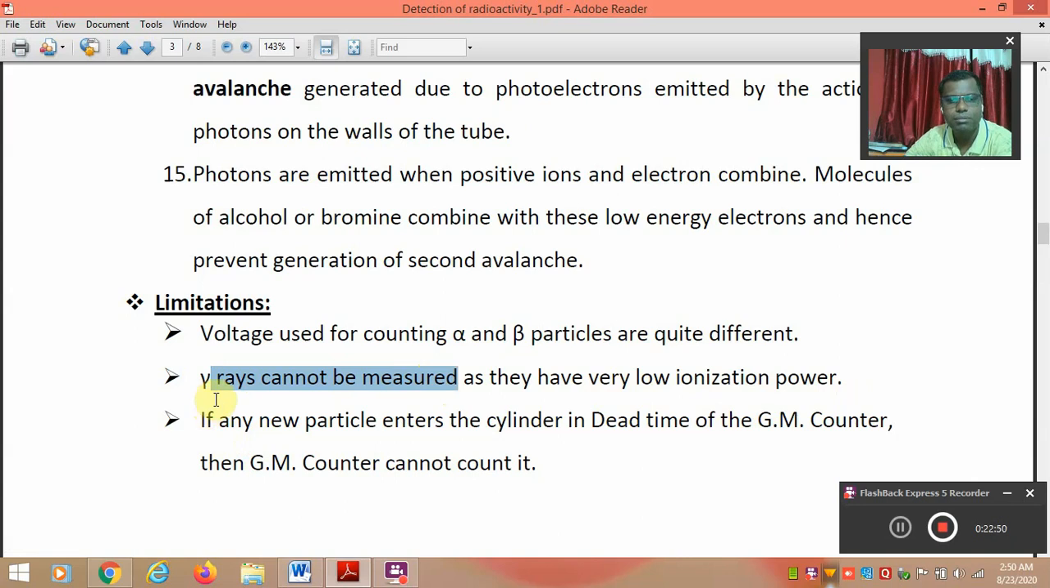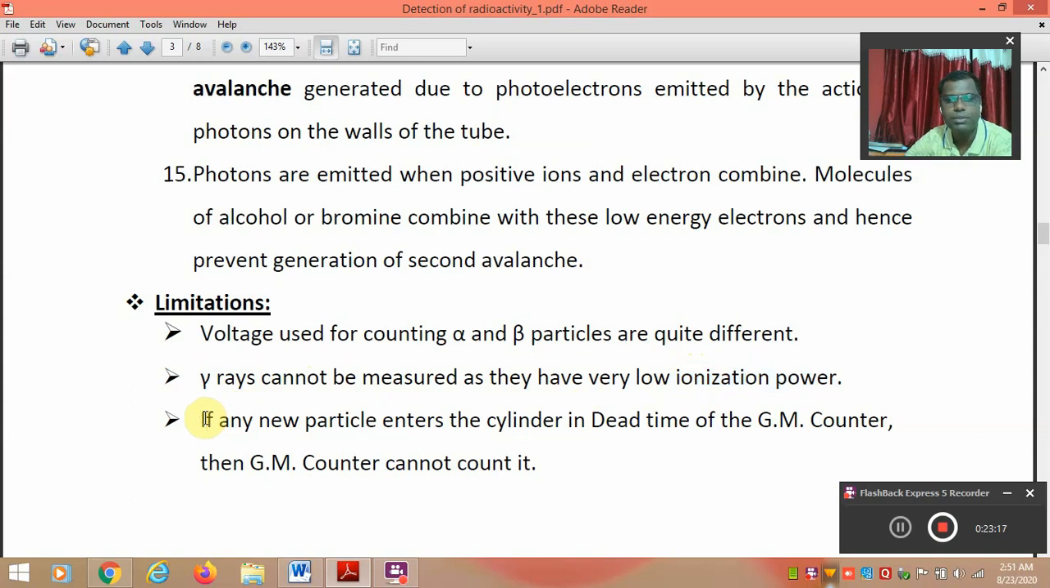Another one: by using the GM counter, only those radiations or particles can be detected or measured which are responsible for ionization. So the radiation must have strong ionization power for the particles to be detected with the GM counter, and that's why gamma radiations, which are not able to cause ionization, cannot be detected or measured with the help of the GM counter.